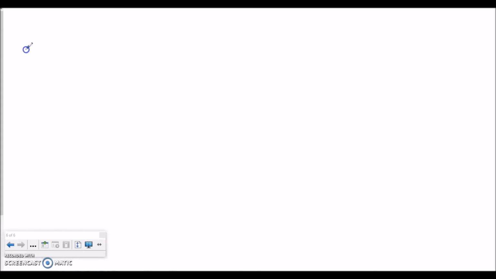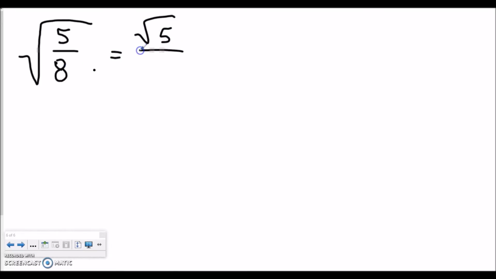What if we saw a fraction like this, where it's a big square root of 5 over 8? If the whole thing is a square root, well, that just means that the numerator and the denominator have square roots. The process is the same. Multiply by a fraction equivalent to 1 that will get rid of the square root in the denominator.